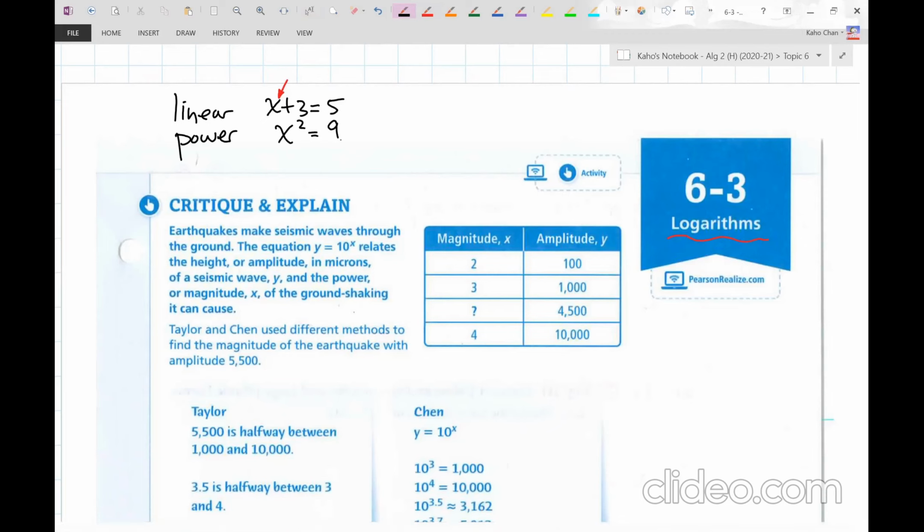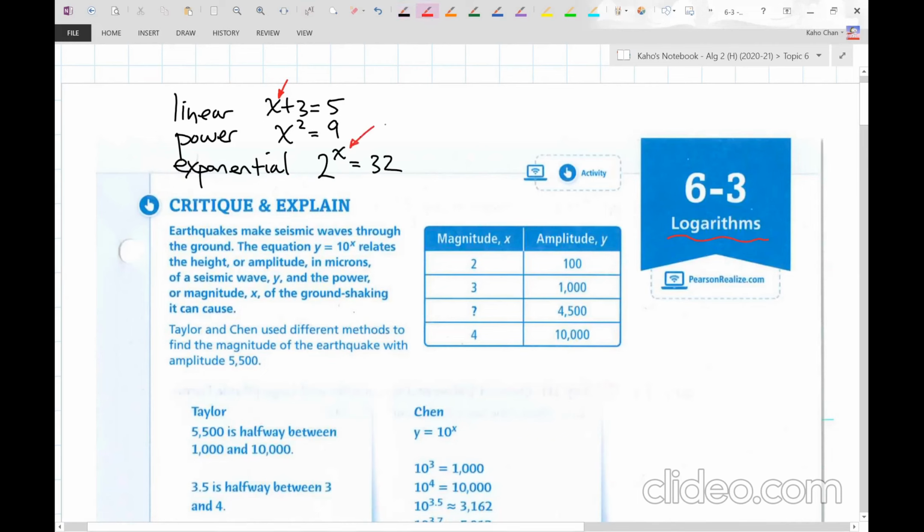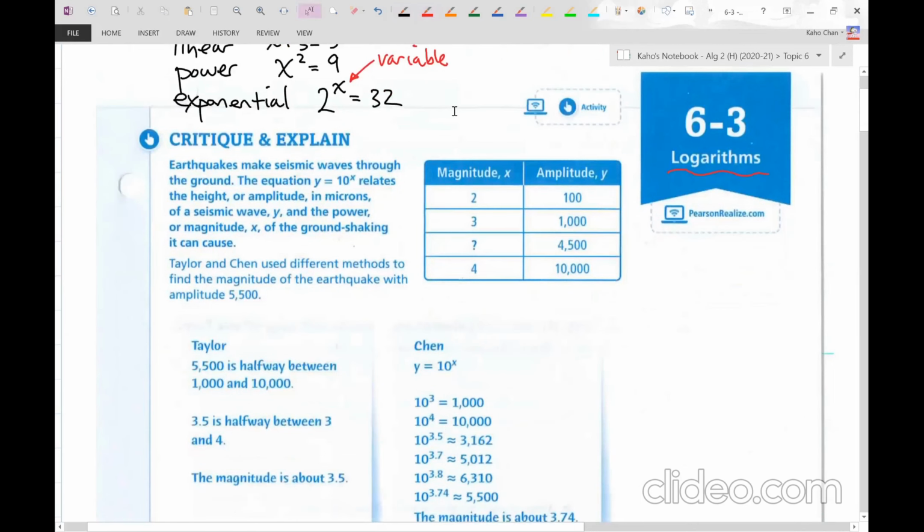Now, when we get to this Algebra 2 chapter, we have things called exponentials. Exponential functions look like this: 2 to the x equals 32, for example. The variable is in the exponent position. It's a lot tougher to guess those answers. In a few moments, when we move to the next page, we will find out that the word logarithm is referring to the inverse function to solve for exponential functions, like square, square root, minus, plus, multiplication, division, and so forth.